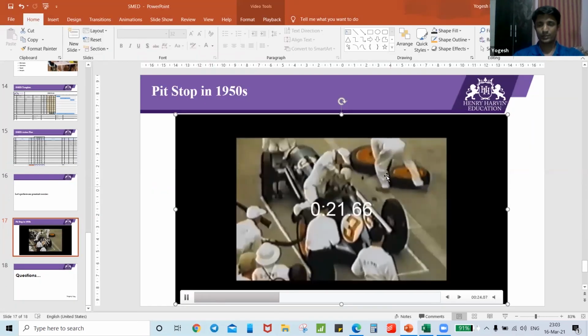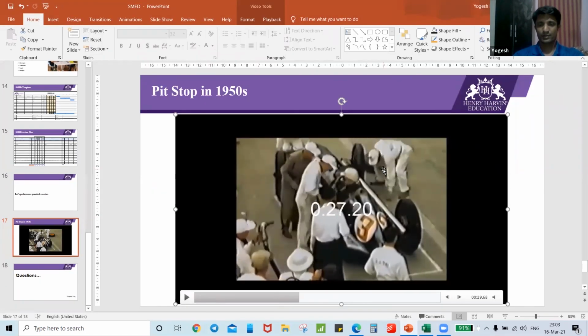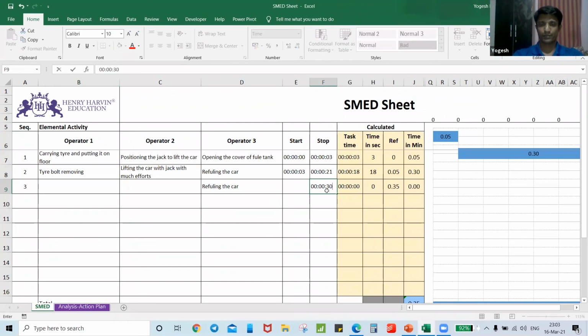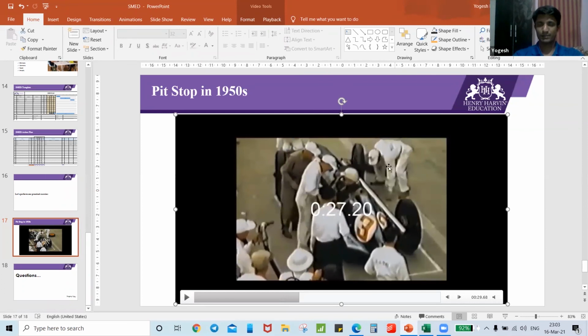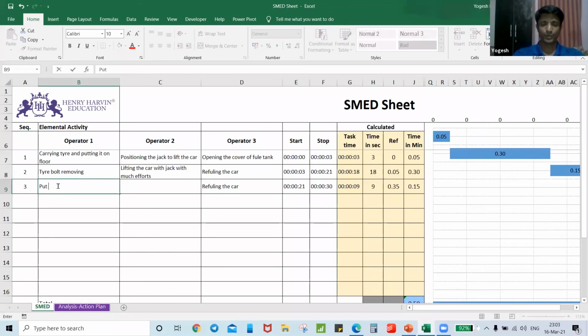Now what is he doing now? Next. Okay, we'll stop here. 2968. So I'll write it as 3030. Okay, and this will be same. So what he does is he puts the second old tire on floor, and puts the new tire on its place. So put old tire on floor and new tire on car shaft.